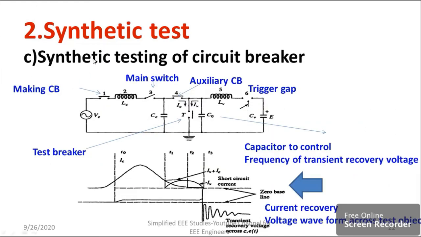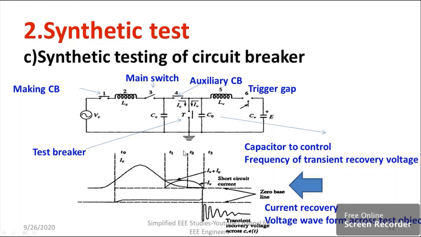So this is the setup which you are going to use for synthetic testing of circuit breaker. We have the main switch. You can see the main switch. Then the making circuit breaker. And we have the test circuit breaker. You can observe T, I have indicated as T. That is known as the test circuit breaker. And we have the reactor. Then the trigger gap. And supply from the other side. One is AC. The other is DC.